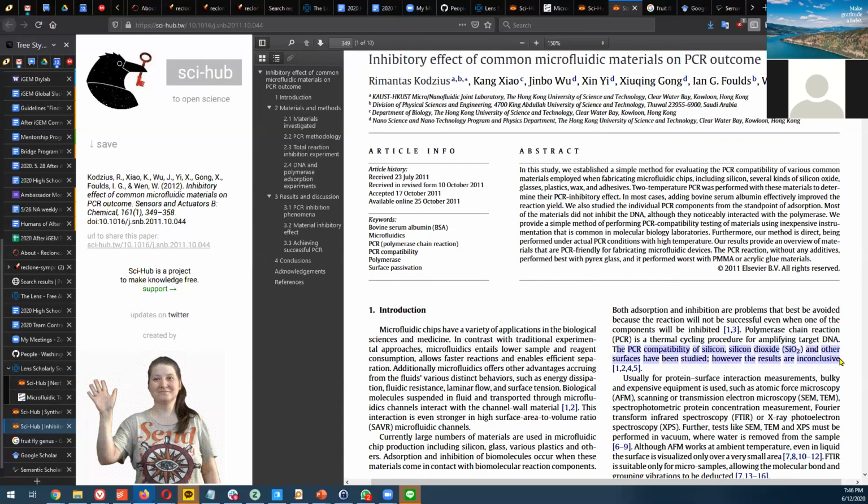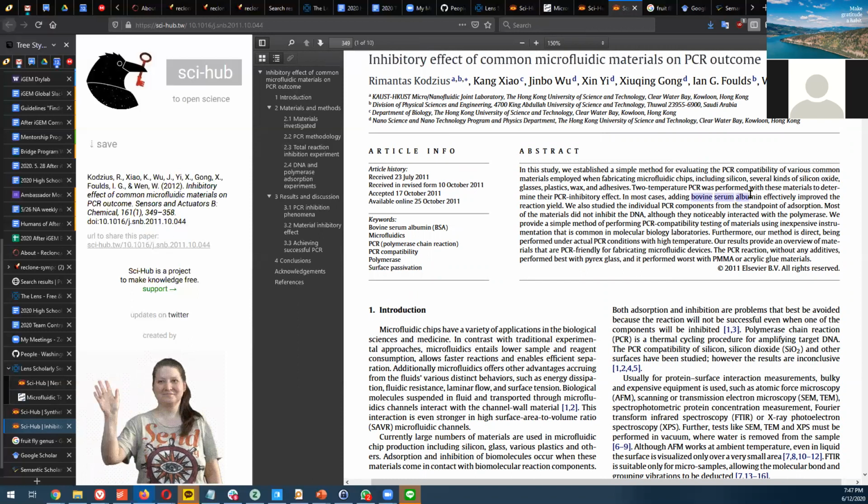It actually says in the next sentence, it just caught my eye, the PCR compatibility of silicon, silicon dioxide, and other surfaces have been studied. However, the results are inconclusive. So there you go. It's already saying in the introduction what has been done before and what hasn't been done, right? So this suggests why they are doing this study in the first place.